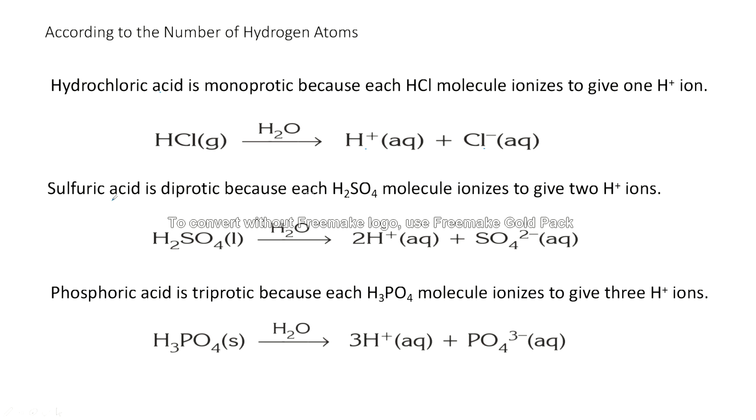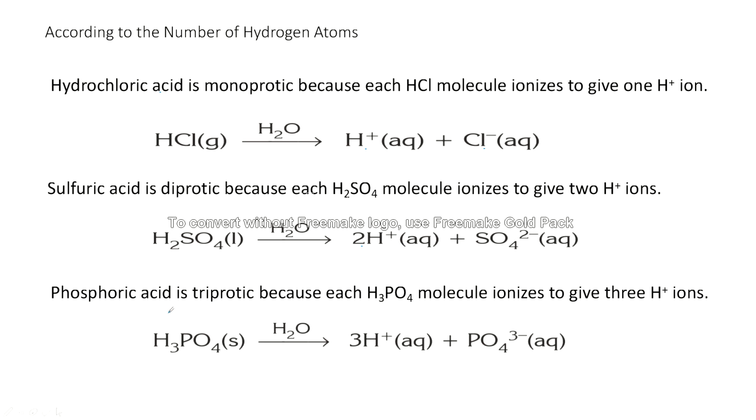For sulfuric acid, we have the formation of two hydrogen ions, and then we have the sulfate ion. Okay, that is a strong acid. You should bear that in mind.